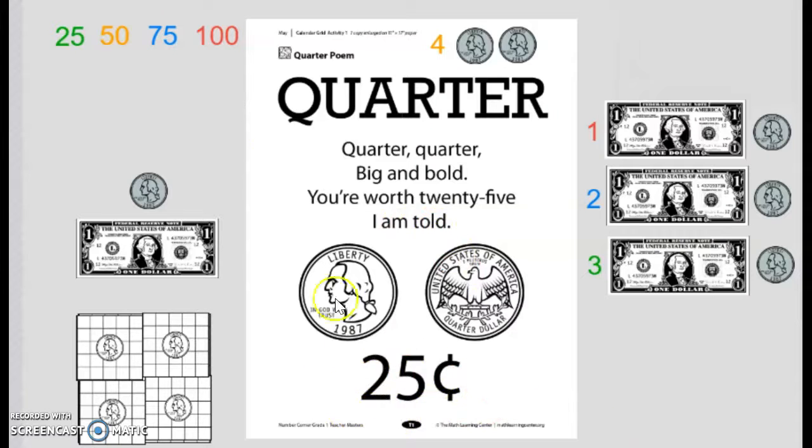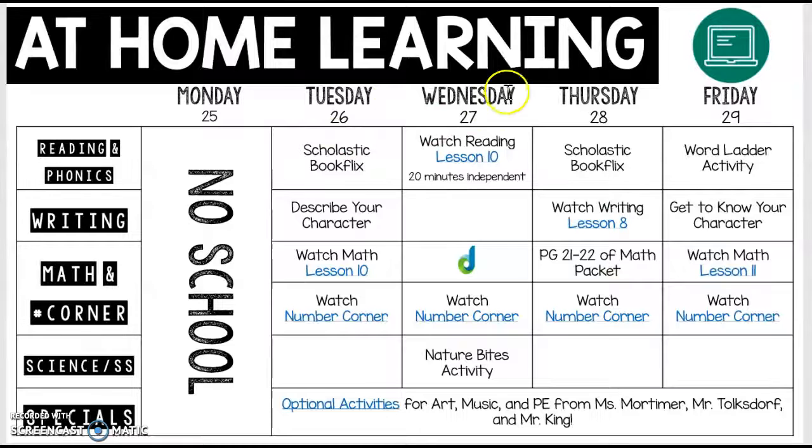25 cents, right. Here's how we count our quarters. 25, 50, 75, $1. Say it with me. 25, 50, 75, $1. One more time. 25, 50, 75, $1. Let's see how much we have here. 25, 50, right. We have 50 cents so far this week. Great job.